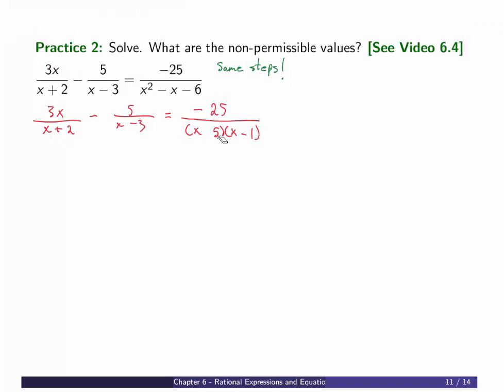Where am I getting 5 and 1 from? Let's blame it on this program again. I like to blame everything on this program. Okay, I'm just kidding.